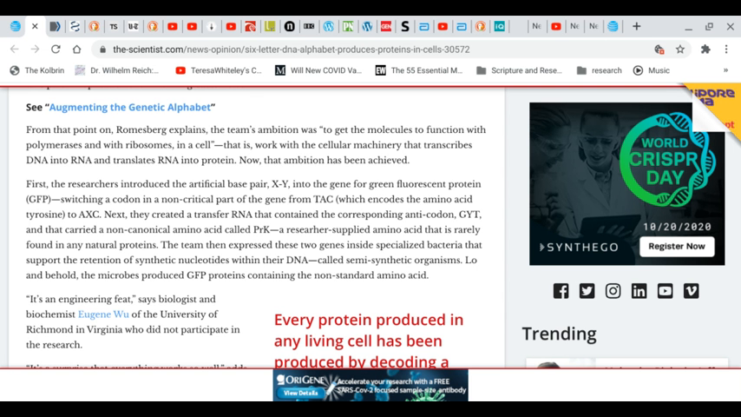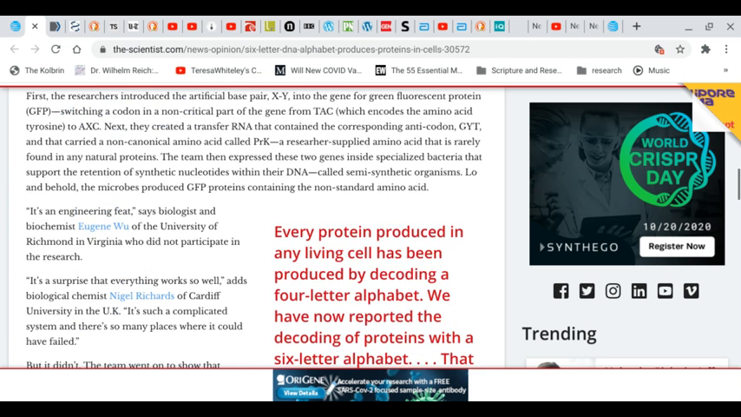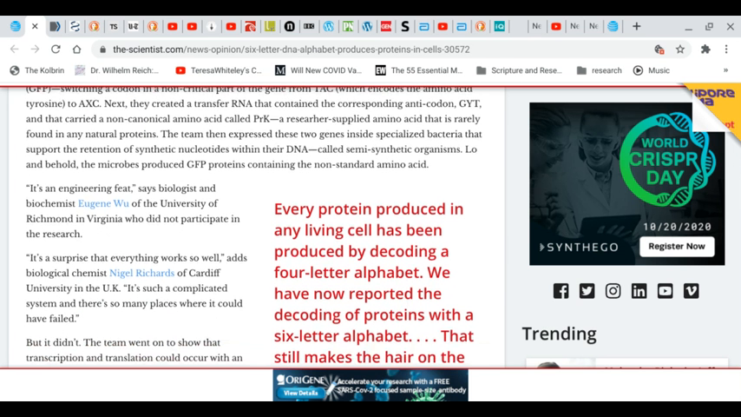The team then expressed these two genes inside specialized bacteria that support the retention of synthetic nucleotides within their DNA, called semi-synthetic organisms. Lo and behold, the microbes produce green fluorescent protein containing the non-standard amino acid. It's an engineering feat, says biologist and biochemist Eugene Wu of the University of Richmond in Virginia, who did not participate in the research. It is a surprise that everything worked so well, adds biological chemist Nigel Richards of Cardiff University in the UK.